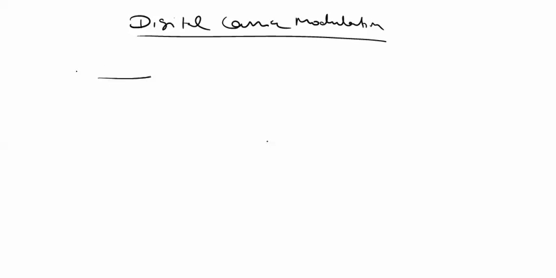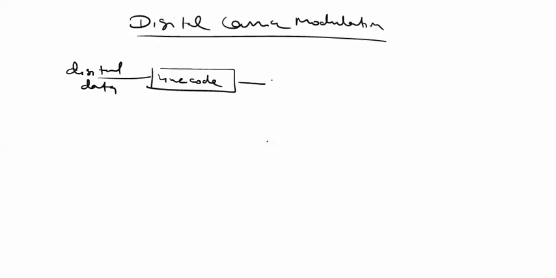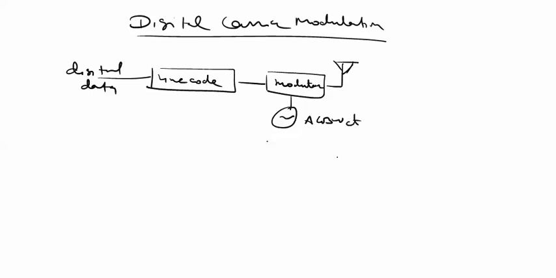The basic block diagram is: digital data available to us is applied to a line code, and after that a carrier, a cos omega ct, is applied on it for transmission through an antenna.